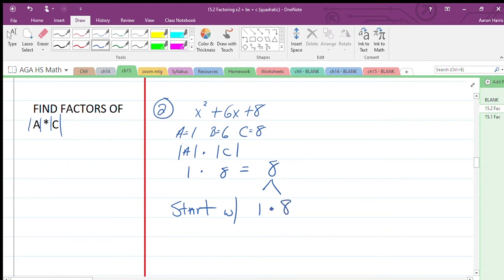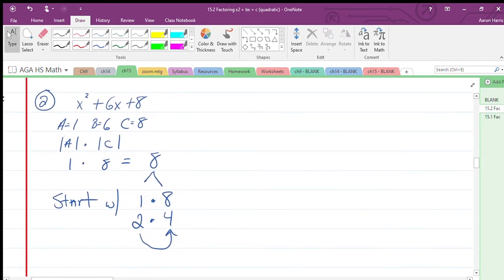So 1 times what gets me to 8? 8. Then go to the next number, 2. 2 times what? 4. Only write it if it works. Am I going to write a 3? No, because 3 doesn't go into 8. Do I write a 4? No, because it's already there on the right-hand side, so I don't repeat it. I just leave it alone. And you know you're done because you've hit a number that's on the right-hand side.